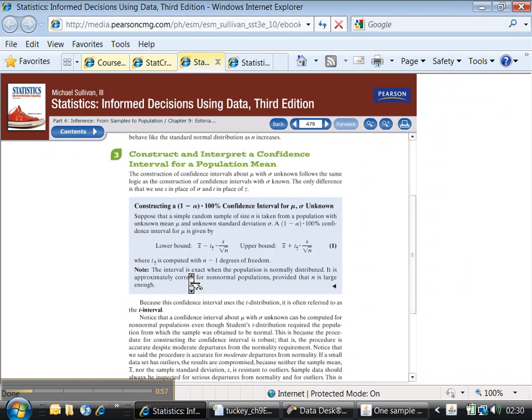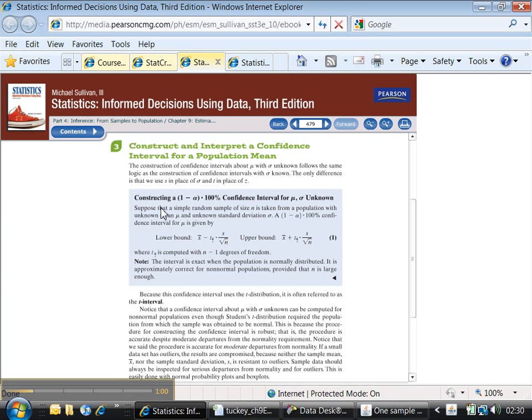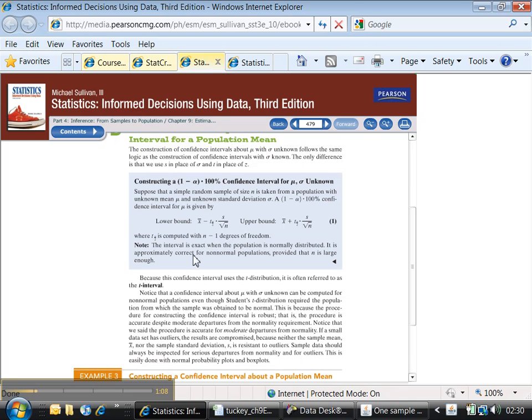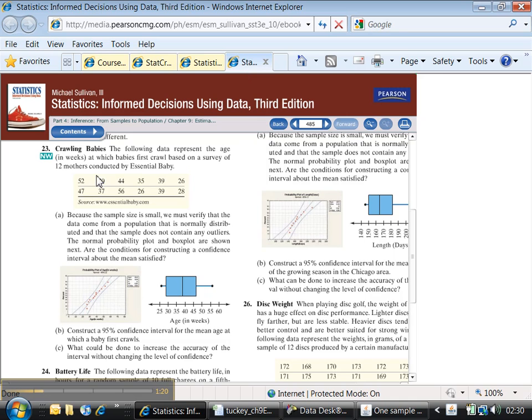If you look back at the formula, it says right here, simple random sample is taken from a population with unknown mean, unknown standard deviation, blah, blah, blah, right? The interval is exact when the population is normally distributed. It is approximately correct for non-normal populations, provided that n is large. Well, we don't have n being large, right? Look at our data set. N is small. We're only talking about 12 mothers here.